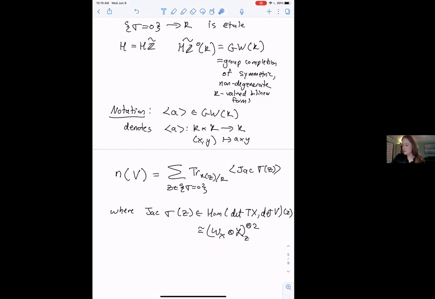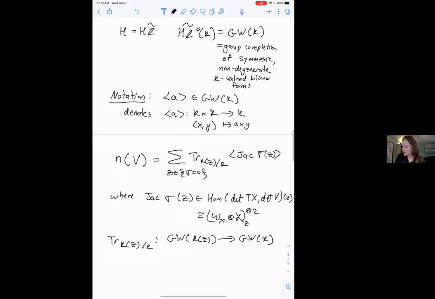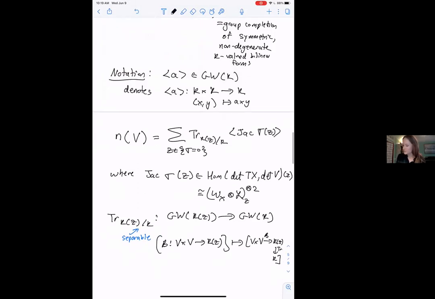And the trace K Z over K from GW of K Z to GW of K, let's say this is separable, takes a bilinear form and composes it with a trace form from Galois theory, and that remains non-degenerate. So B to K of Z, and then the sum of the Galois conjugates to K. So it's a computationally explicit weight attached to all of our solutions.